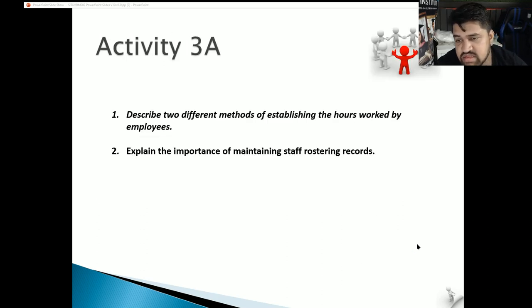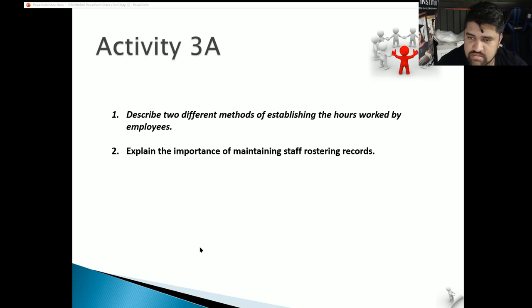Describe two different methods of establishing the hours worked by employees. So in this case, there are many methods, but you could request them to email you when they start and email you when they leave. Use an electronic sign-in and sign-out system where you can use your thumbprint or a specific code. You can have a written sign-in system, which is the simplest one. And then you can use time cards, which you punch into a machine that stamps the card for when you leave, when you take a break, when you started, whatever.